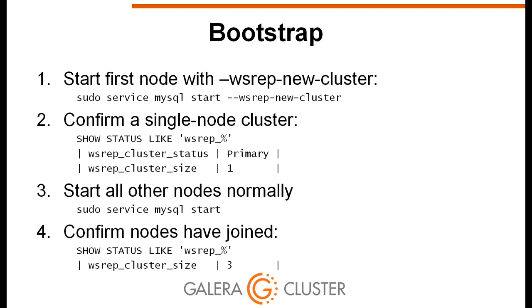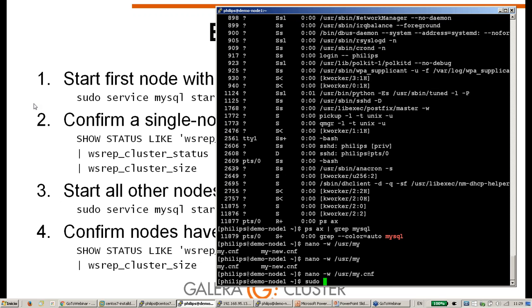Starting a cluster for the first time is called bootstrapping. And the special thing here is that the first node needs to be started in a slightly special way so that the system knows that a new cluster is being started, and this is the first node from this new cluster. So what we do here is we use the standard service mysql start command, but we add this --wsrep-new-cluster option, which basically instructs this node to consider itself the first node from a newly created cluster.